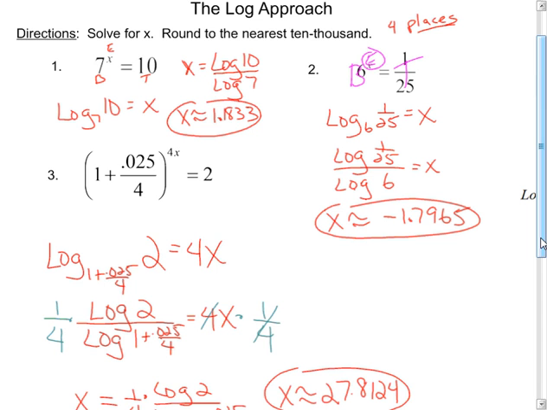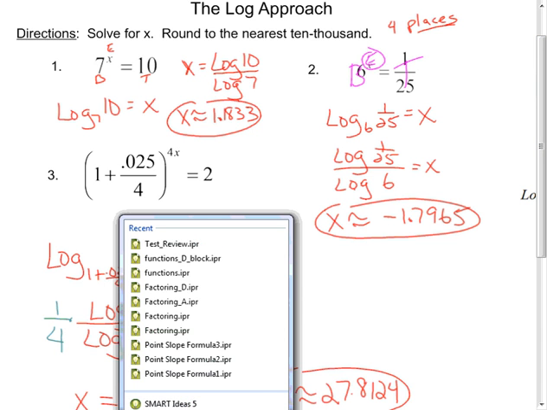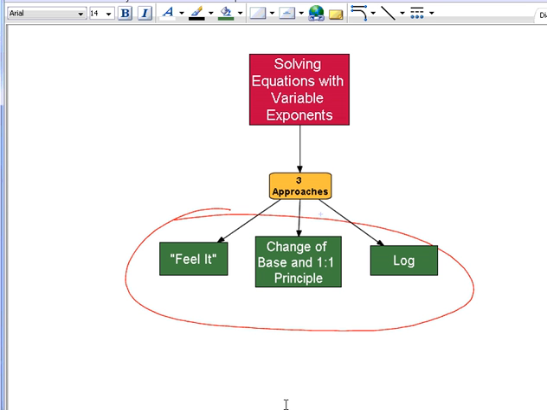So again, just to wrap up, these are 3 approaches that I hope these 3 videos tried to bring to light better. It takes a little practice. To develop feel takes practice. To do things mechanically takes practice. And to do things that are a little bit new to you, like log, they take practice as well. So enjoy. I hope this was useful.